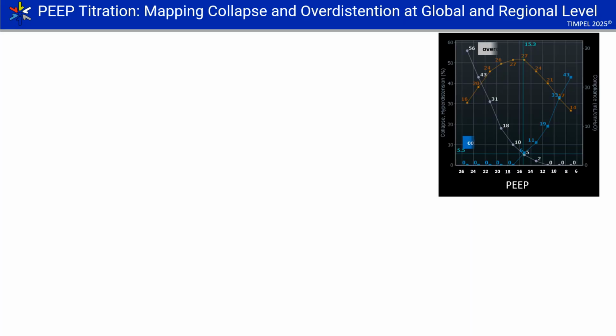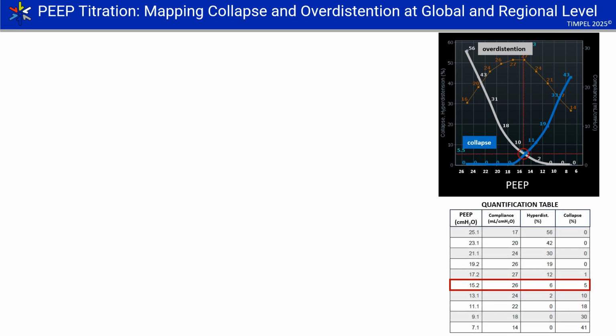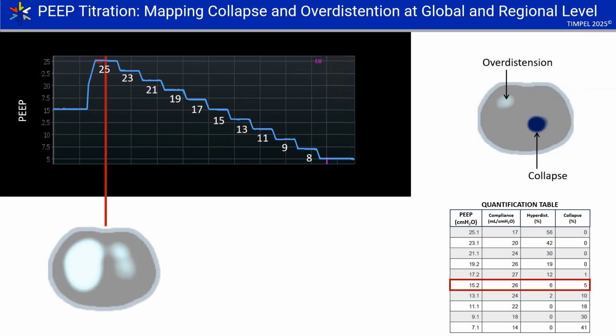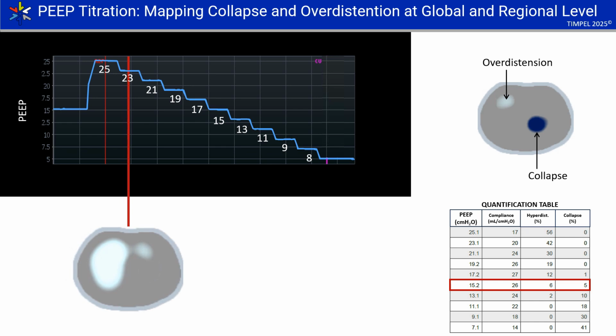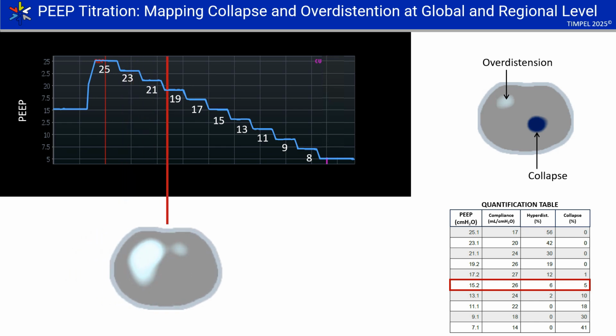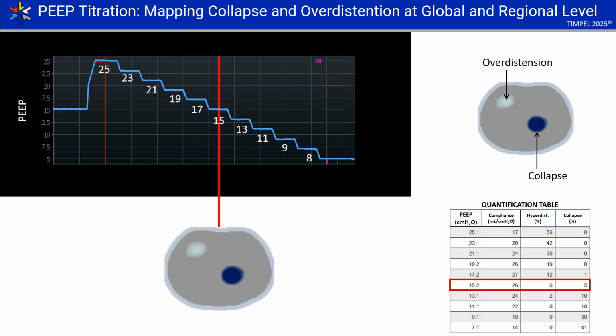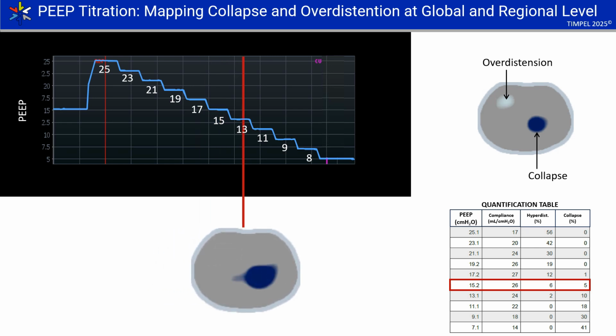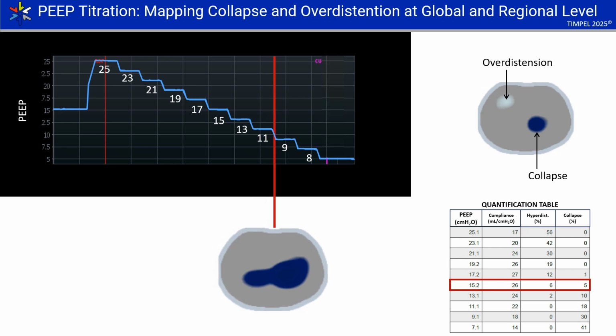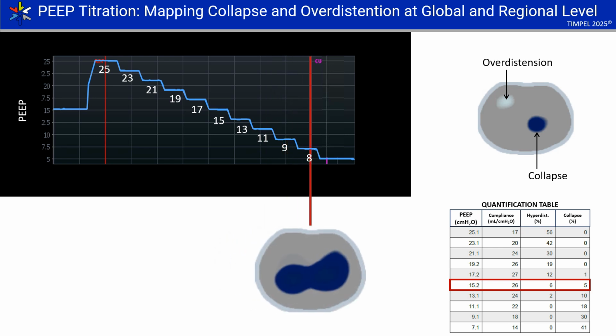But for each level of PEEP during decremental PEEP trial, PEEP titration tool quantifies the amount of collapsed and overdistended lung tissue expressed in percentages. In addition to this numerical representation, a regional map visualizes the distribution of overdistension and collapse. This allows clinicians to identify the PEEP setting that minimizes both collapse and overdistension and helps to decide the PEEP level and position individually for each patient.